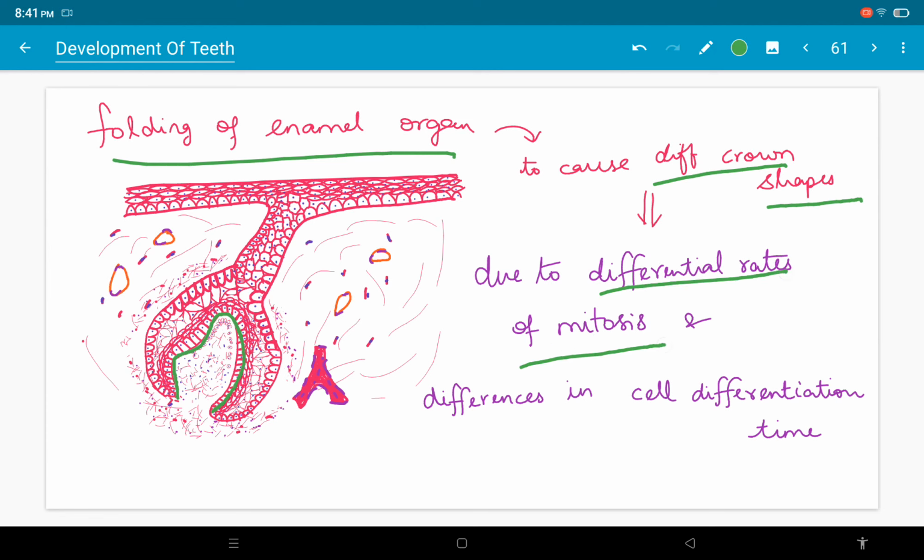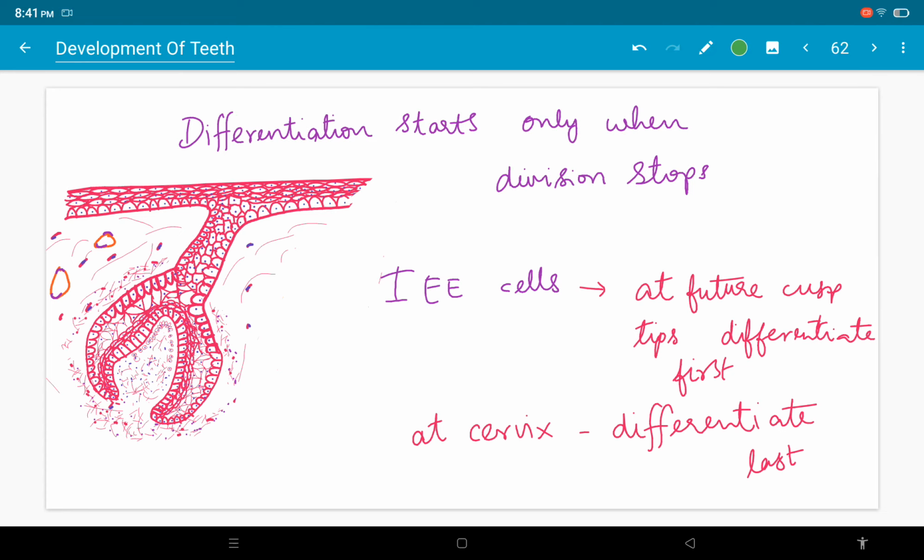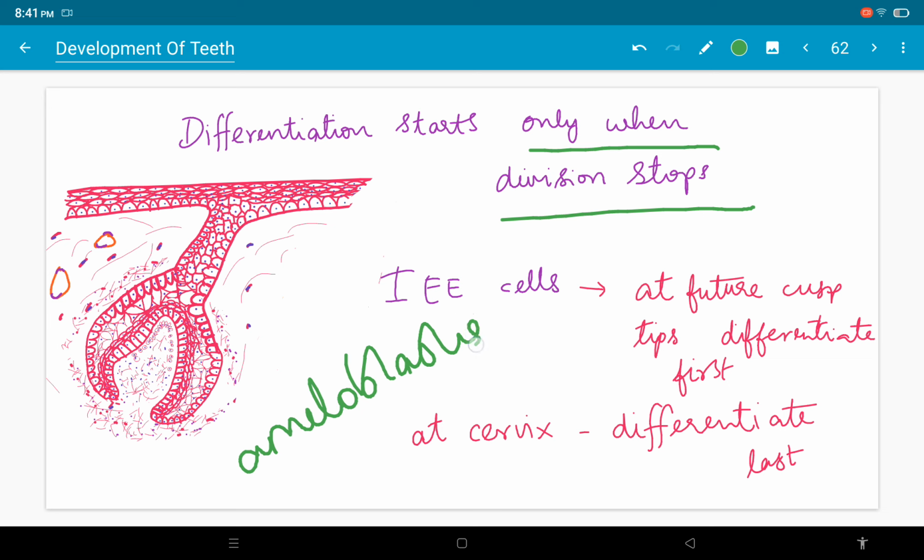How does this folding happen? This folding happens because the mitosis happens at different rates here and at different rates here. So this difference results in the folding of the enamel organ, and differences in cell differentiation time. So that is the reason. The different rates of cell maturing will be the reason for foldings. Differentiation starts only when division stops, which means the cells have stopped dividing. So here the inner enamel organ has stopped dividing and started differentiating into what are the most famous cells for tooth formation? Ameloblasts, followed by odontoblasts, right?